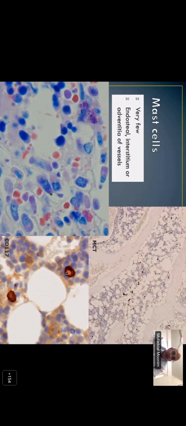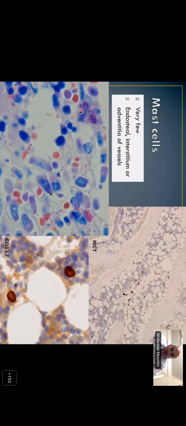Okay, and let's concentrate on the Giemsa image at the bottom left. Most mast cells are located around the bone on the endosteal surface, scattered within the interstitium, or around the adventitious blood vessels. And the Giemsa helps us in identifying these because mast cells are unique because they have metachromatic purple granules. Okay, so you can see that mast cell very, very nicely in the top left corner of that picture.